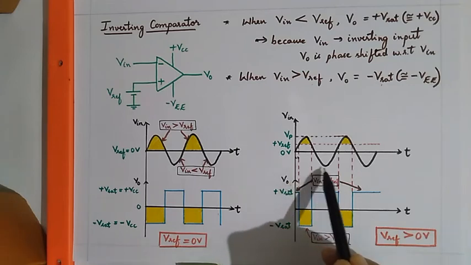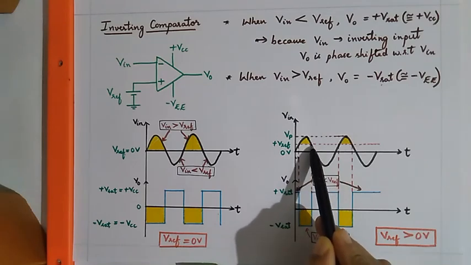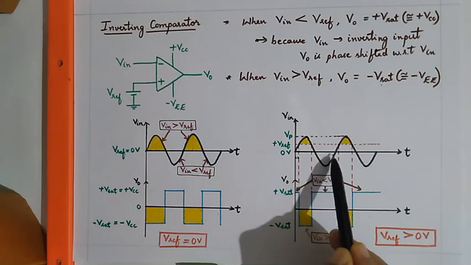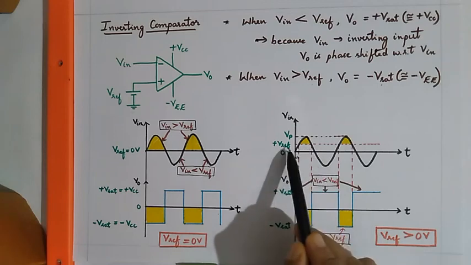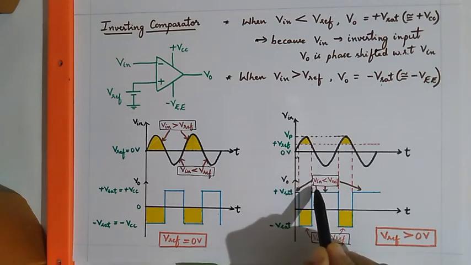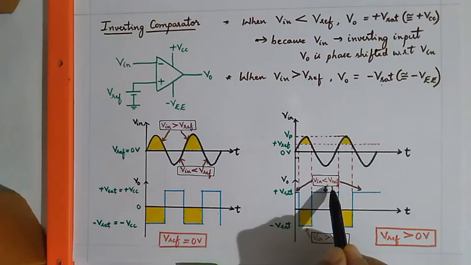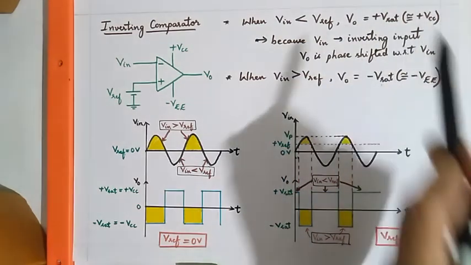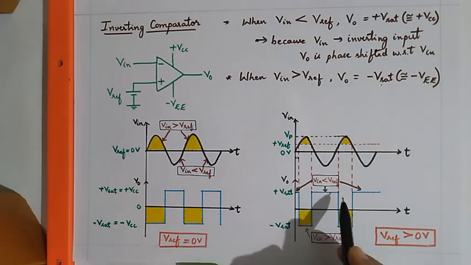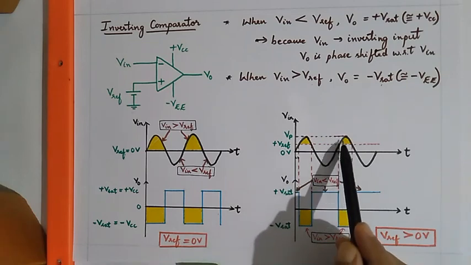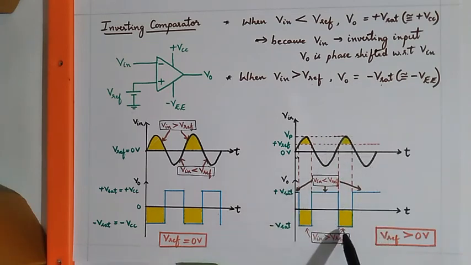For the negative part of the input cycle, we see that the input voltage is less than V reference. When it is less than V reference, V naught is equal to plus V saturation. Thus the output rises to plus V saturation. And then again, as the input rises above the V reference, the output voltage is equal to minus V saturation. So this is the inverting comparator.